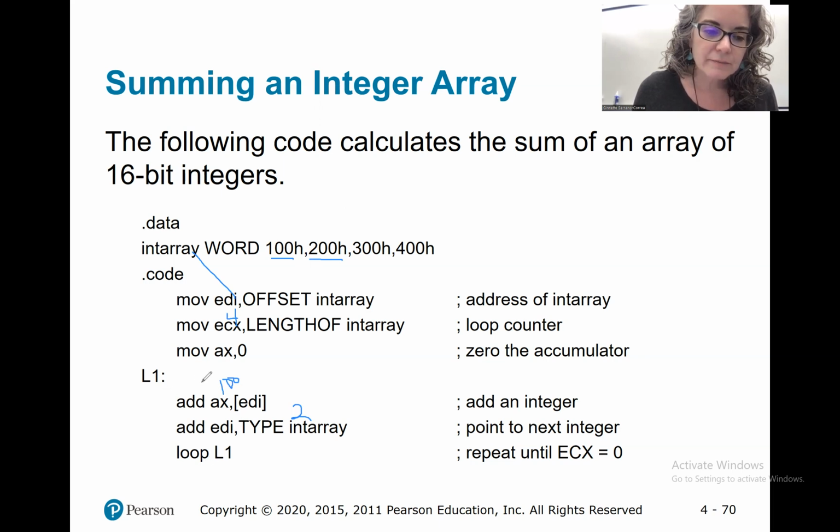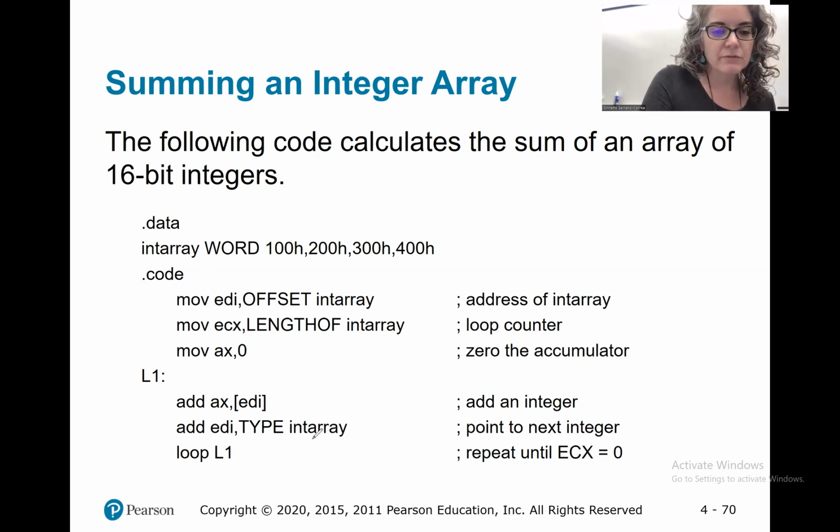And we go here and we add 200 to AX. And every time that we loop, remember ECX is decreasing. And ECX was set to 4. So this is going to iterate 4 times. We're going to do this 4 times. So it's going to add 100 to 200 to 300 to 400, which is 1000 H. And it stops when ECX equals 0. So this would be a good example to enter and test out.